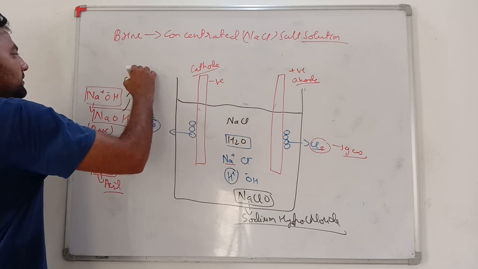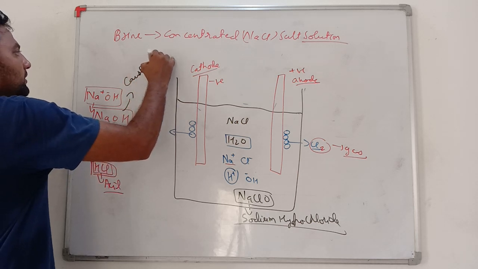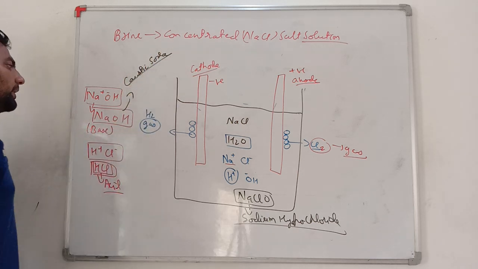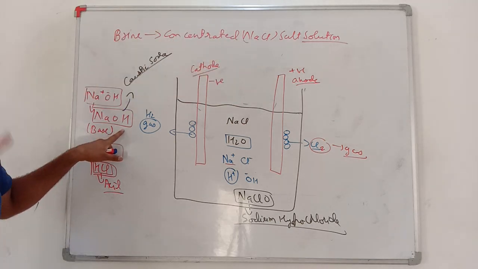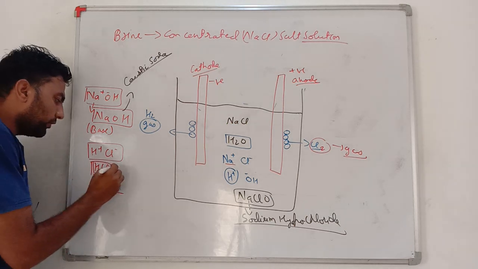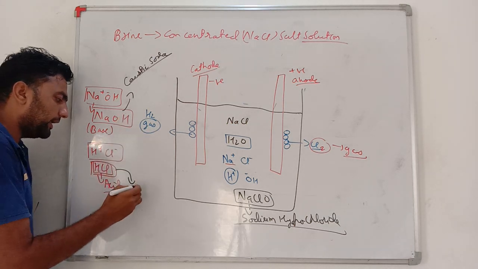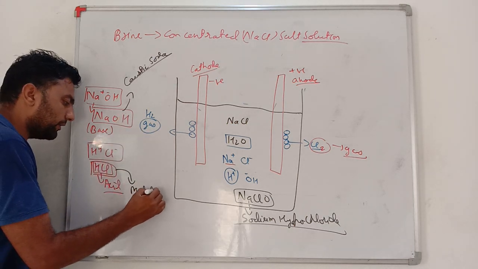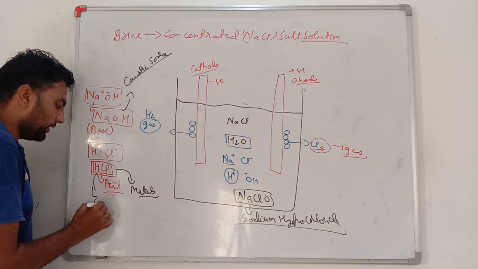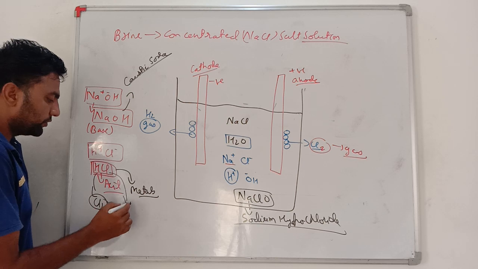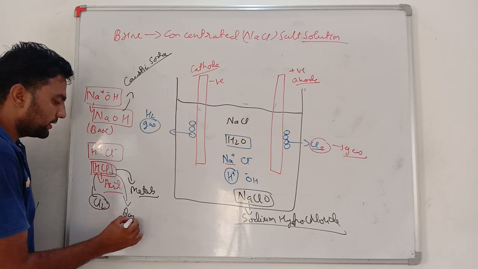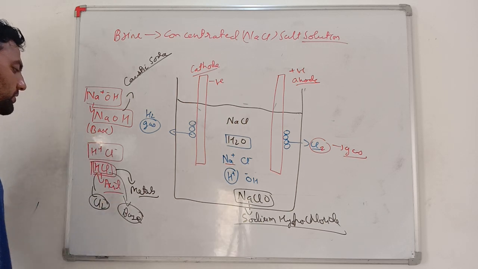NaOH is known as caustic soda. It is used in the preparation of soap. It is used wherever a base is needed, because it is a base. Hydrochloric acid is used for cleaning metals. It is used for giving chlorine gas in industries. It is also used to neutralize any base. So very important, these are the usages of these.